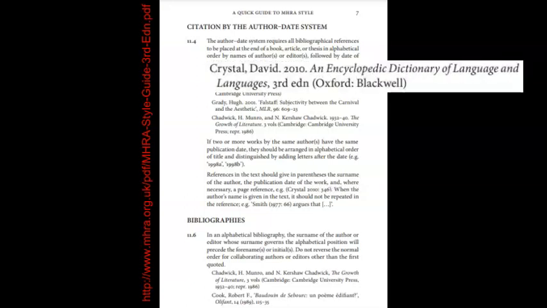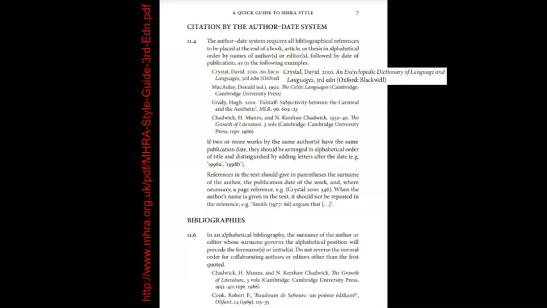The second part to MHRA style is a corresponding reference in your bibliography, which appears at the end of your assignment. The information given in this reference will help anybody who is looking for the original source to find it easily. So use this style guide to help you format your in-text citations correctly.